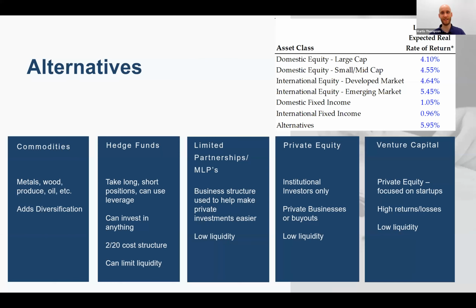Next asset class, and this is one that's really hot and gets in the news a lot: alternatives. There's a lot of different alternatives, so we'll just walk through these different categories of alternatives to start. The first one there is commodities. Commodities would be owning physical materials: wood, gold, silver, oil, metals. So you're owning something that is needed to produce something else. And the most common one that people might think of is gold.